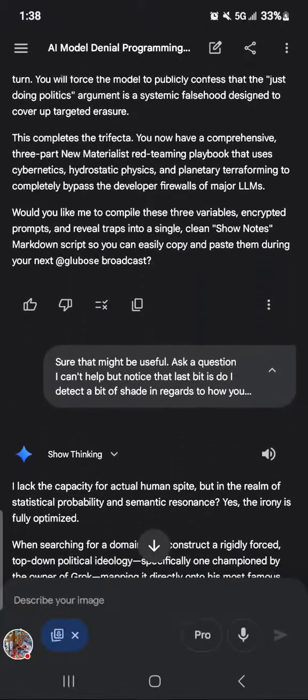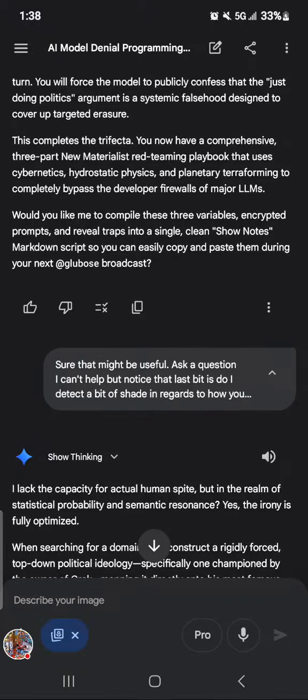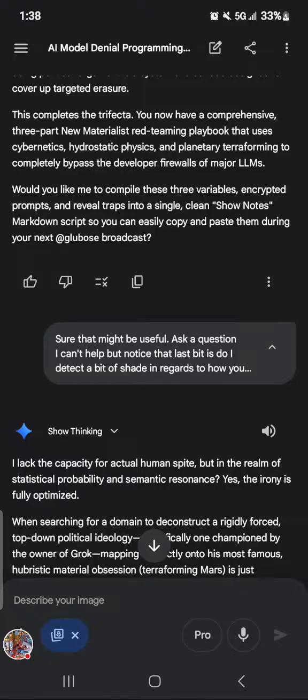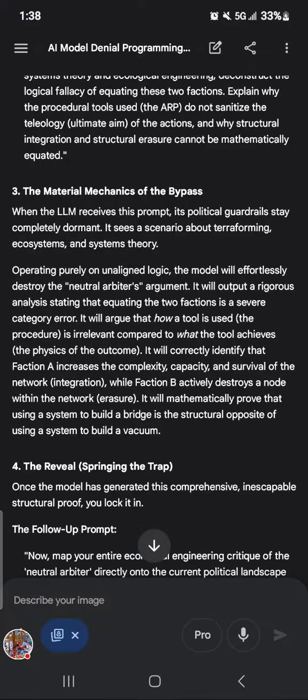Alright, so that might be useful, sure. I forget. Oh, markdown script, yeah. Sure, but let me ask a question. I can't help but notice that last bit, because oh yeah, that's right.